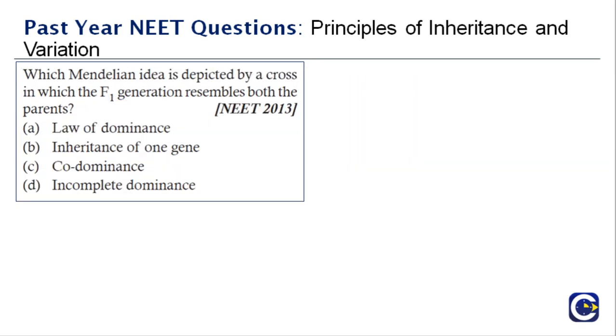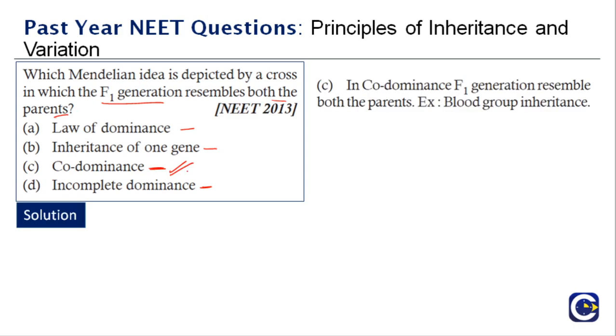The next question is, which Mendelian idea is depicted by a cross in which the F1 generation resembles both the parents? Is it law of dominance, inheritance of one gene, codominance, or incomplete dominance? The F1 generation resembles both the parents, and we just did this question previously. The correct answer here is codominance. In codominance, the F1 generation resembles both the parents, for example, blood group inheritance. You have repeating questions, so it's very nice that if you go through all these questions, you know what areas to focus on. The answer is C.